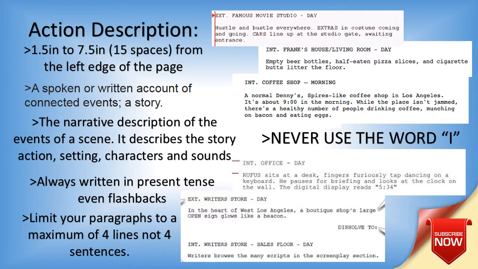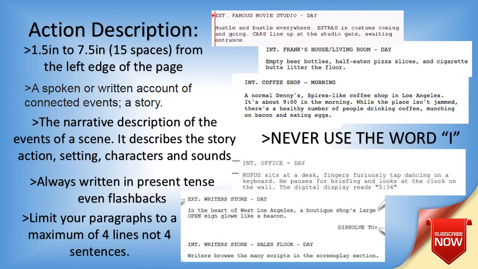And I need to let you know, never ever use the word I. Never use first person. That's the number one rookie mistake. Any agent that is reading your script sees I, instantly they will throw your screenplay in the trash and move on to the next screenplay. So always write it in present tense, no past tense, and never use I.